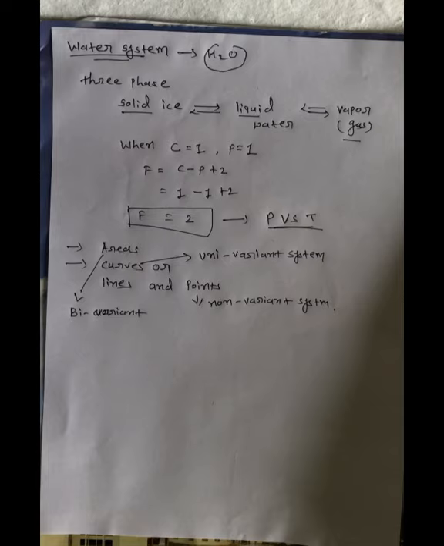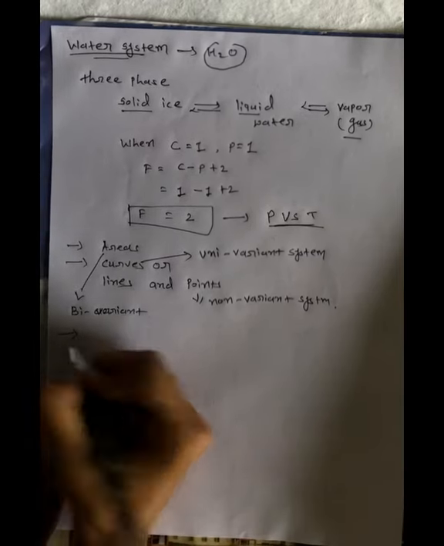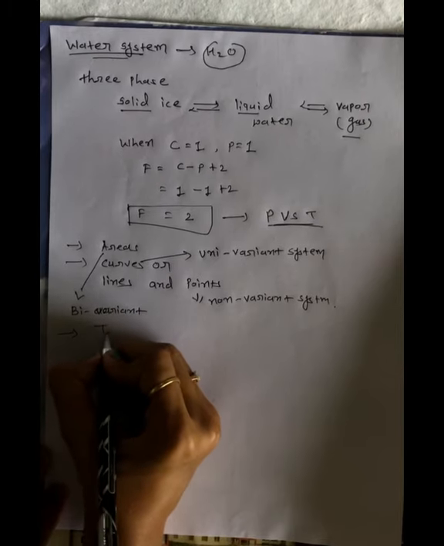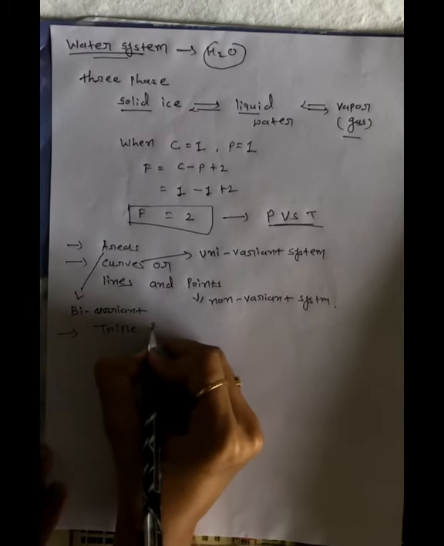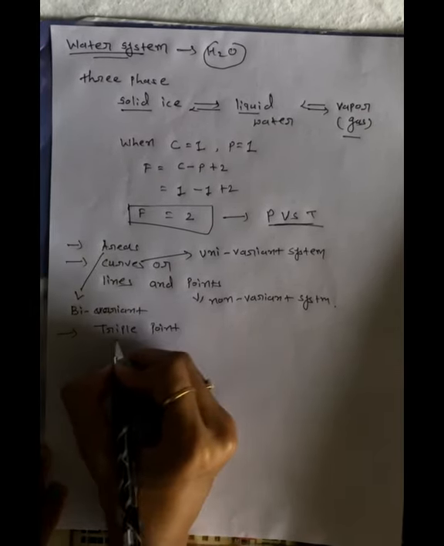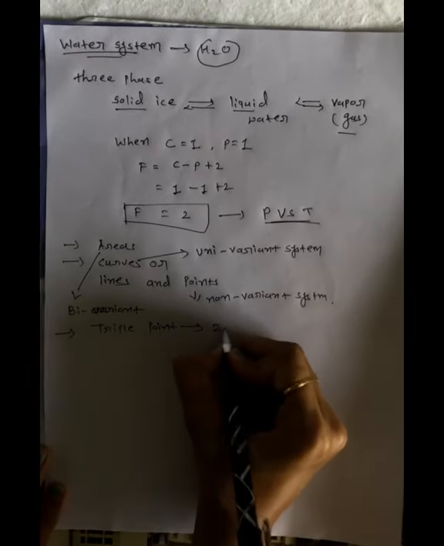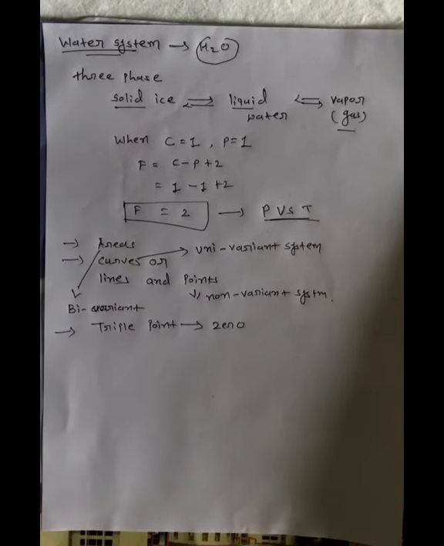Also we can discuss the triple point. Here the degree of freedom is 0. Why 0? Because at that point the three phases are in equilibrium, so that is 0.